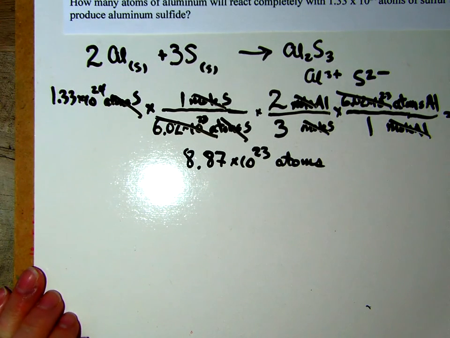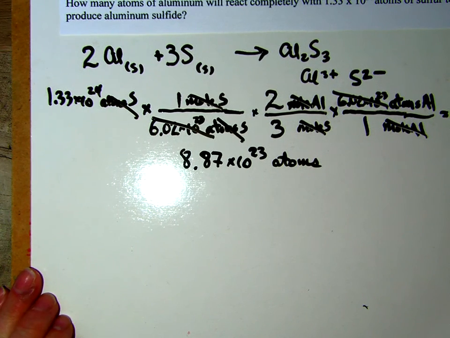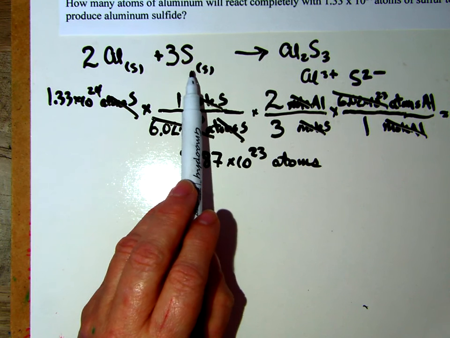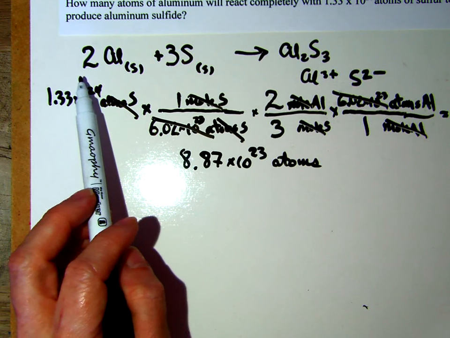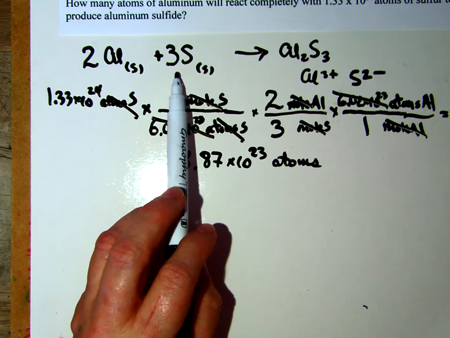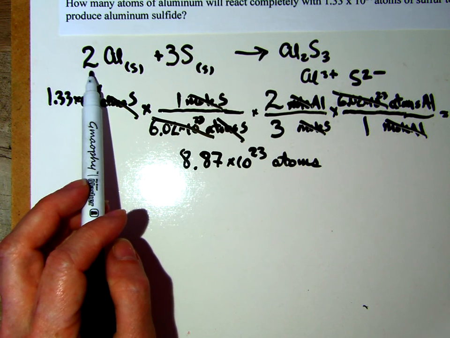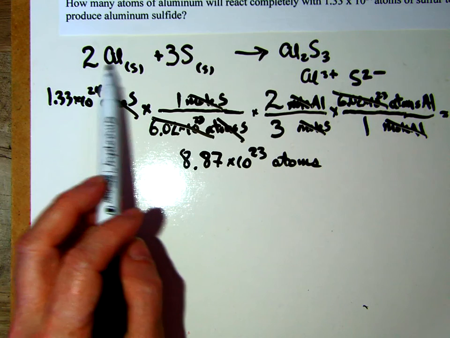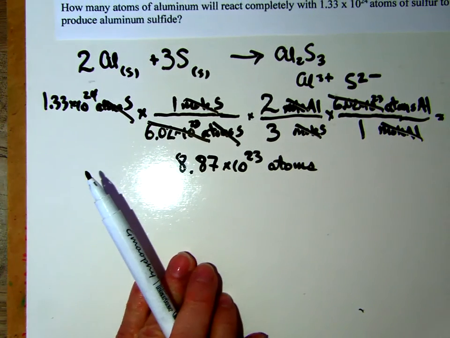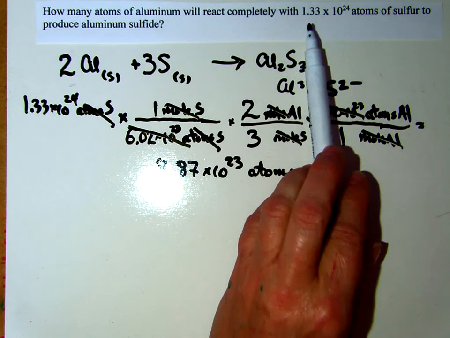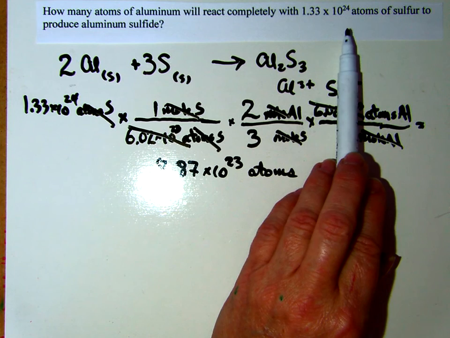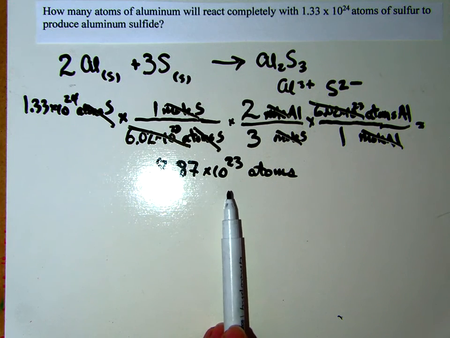Now again, it's a good idea to go back and see if the numbers make sense based on the equation, the data you were given. Notice when we look at the balanced chemical equation, you're going to need more sulfur atoms than aluminum atoms, because we need 3 sulfurs for every 2 aluminums, which means your answer is probably going to be about 2/3 of whatever you started out with in sulfur. With sulfur, we started out with 1.33 times 10 to the 24th. So we know our answer has to be less than that, and our answer is less than that.